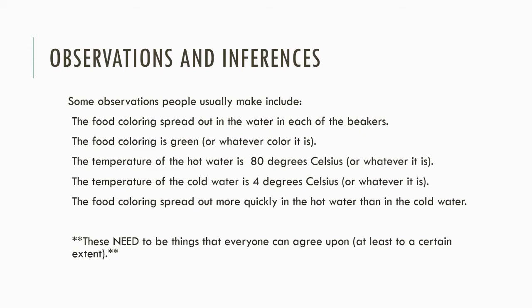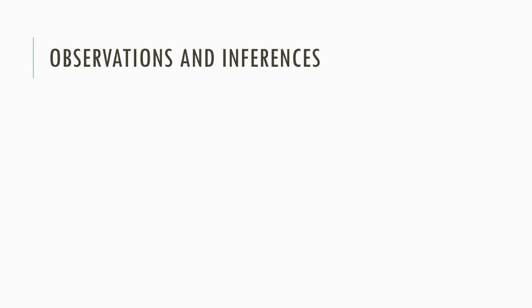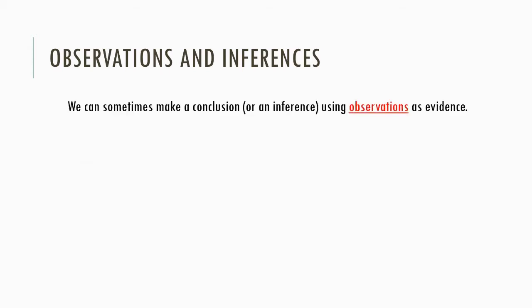Now, with these observations, one of the big things that we like to do in science is that we can sometimes make conclusions, or what we call inferences, using the observations as evidence. The key here is that we can't just make a statement. We have to actually base it off of what we saw as an observation. That's one of the big keys in science, that you need to be able to back up what you're saying using your observations or evidence.